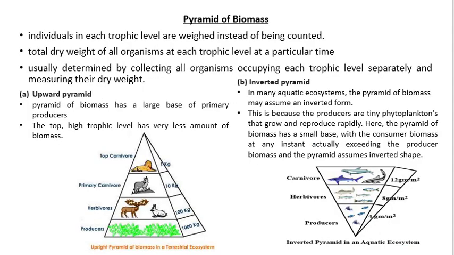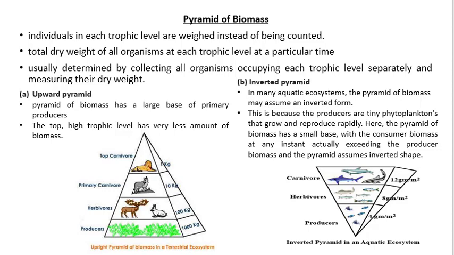Next topic is pyramid of biomass. Under the pyramid of biomass, individuals in each trophic level are weighed instead of being counted. It is the total dry weight of all organisms at each trophic level at a particular time. It is usually determined by collecting all organisms occupying each trophic level separately and measuring their dry weight.